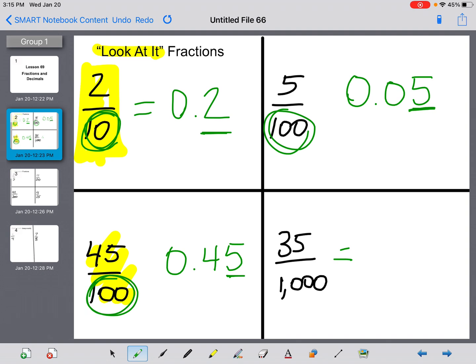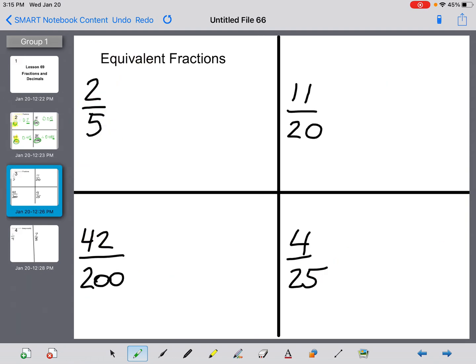And then one more quick example of a look at it fraction. We've got 35/1000, 35 thousandths. So we need to make sure that the last number is in the thousandths place. So if you have fractions with nice denominators like this, multiples of 10, it's very easy to just look at it and write down the decimal.